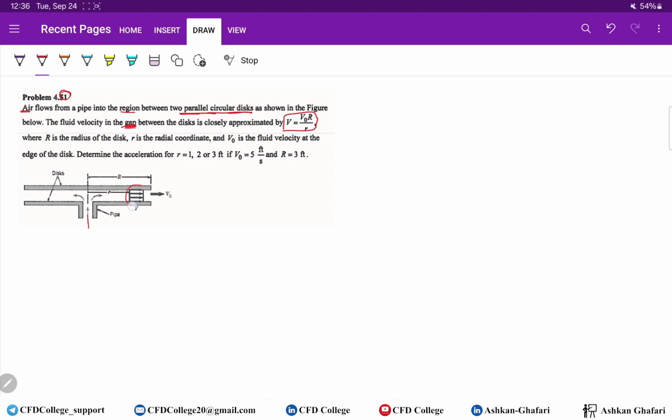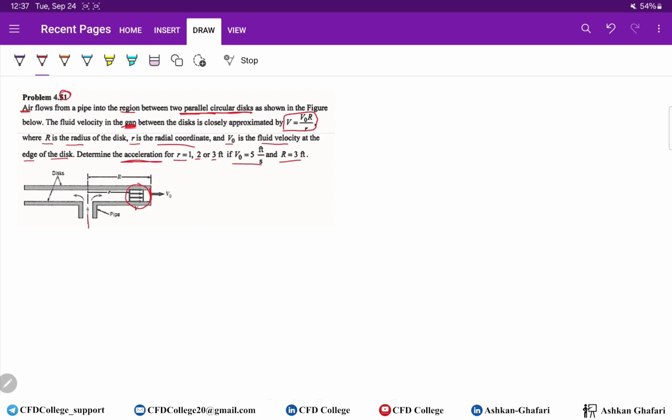See this, we know the velocity profile at each section, at each radius. It's uniform. Where R is the radius of the disk, r is the radial coordinate, and v0 is the fluid velocity at the edge of the disk. So v0 is here. Determine the acceleration for r of 1, 2, and 3 feet if v0 is 5 feet per second and the outer radius is 3 feet. Okay, so we should find velocity and the acceleration.